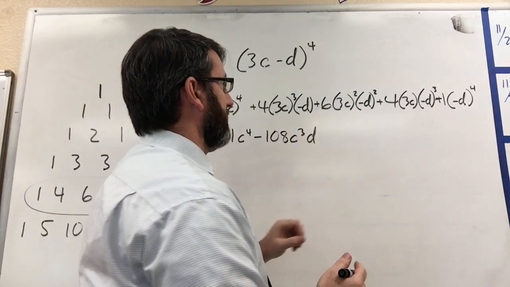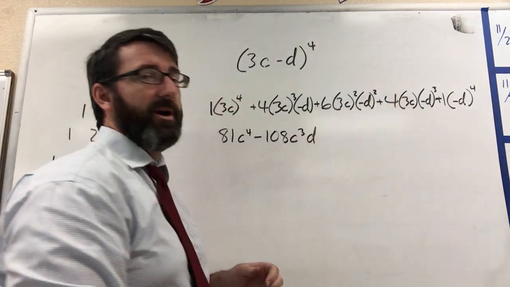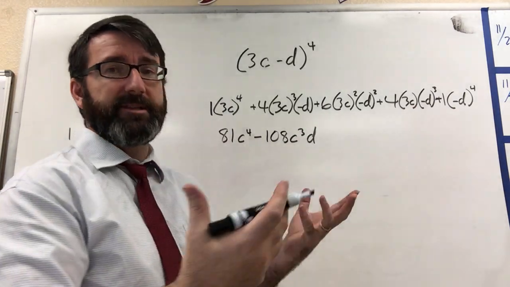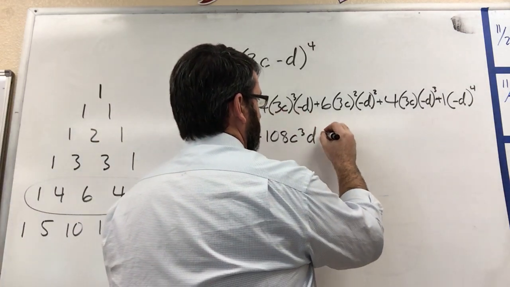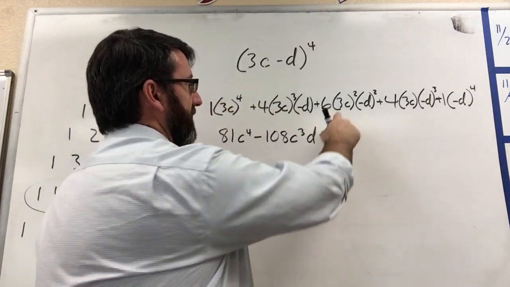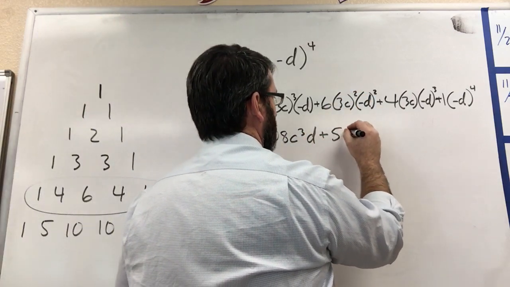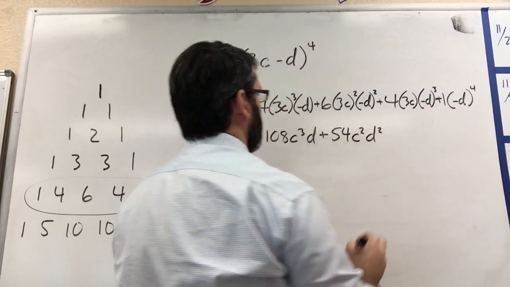All right, next term. Notice that the negative d here, when we square that, that's going to just be a positive. So negative d times negative d is positive d squared. So this is plus again. 3 squared is 9 times 6 is 54. So it's going to be 54 c squared d squared.